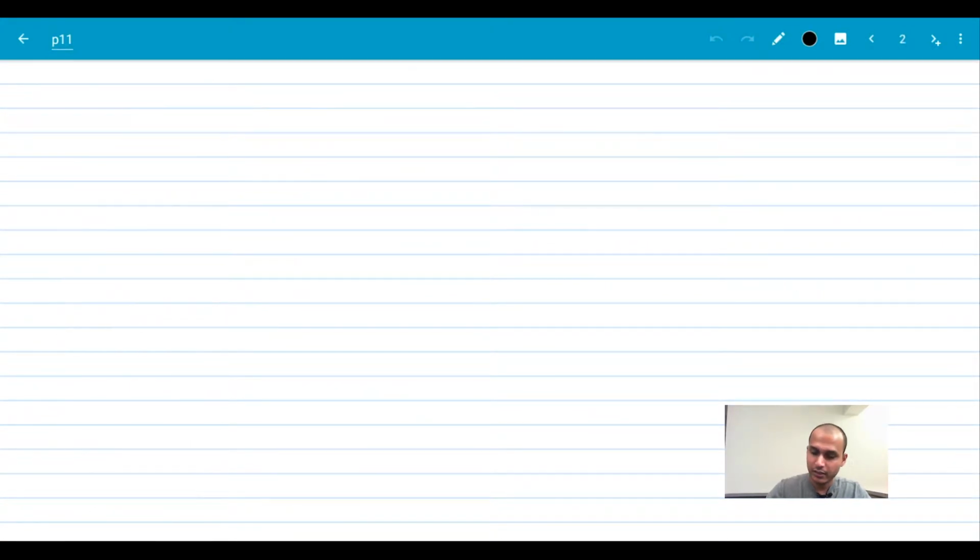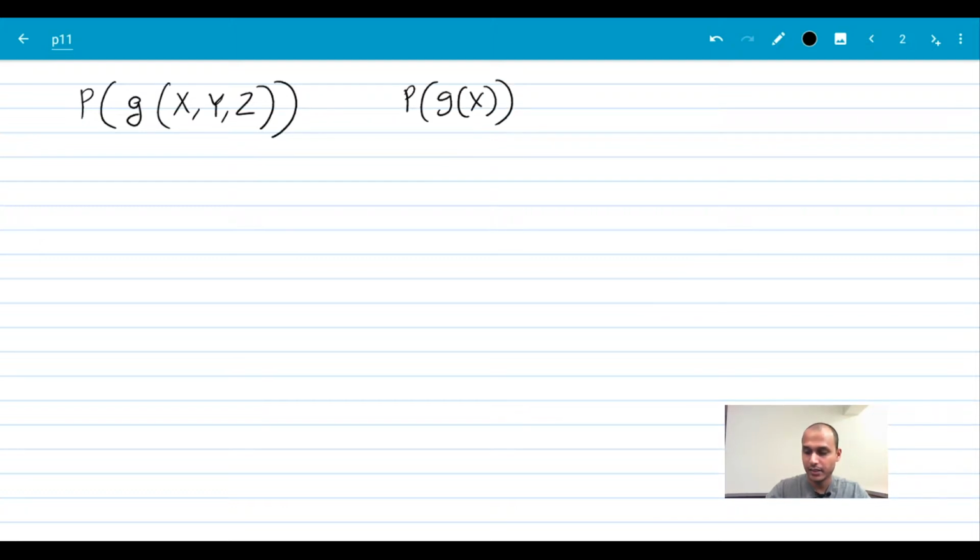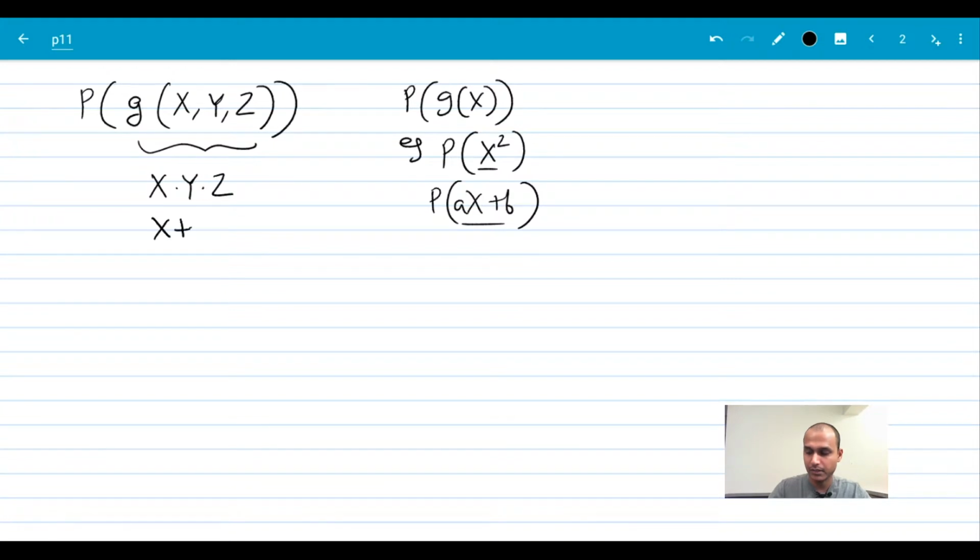We can also think of the probability of g, which is a function of multiple random variables X, Y, and Z. This is in contrast to one of the previous videos, where we looked at the probability of g of X, for example, X squared or aX plus b. These are all functions. Similarly, here we are looking at functions. For example, maybe this function is X times Y times Z, or maybe X plus Y plus Z. It could be any function.